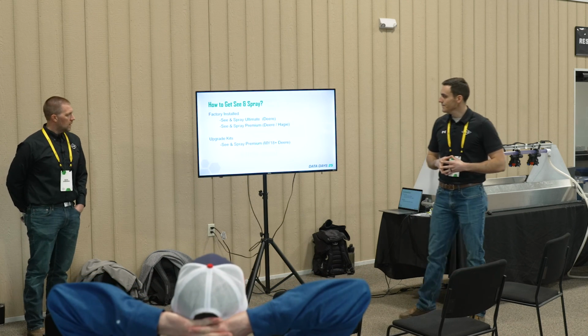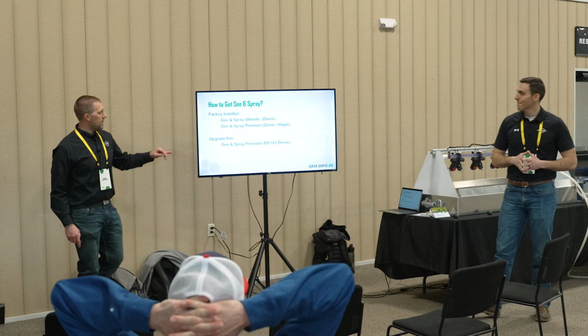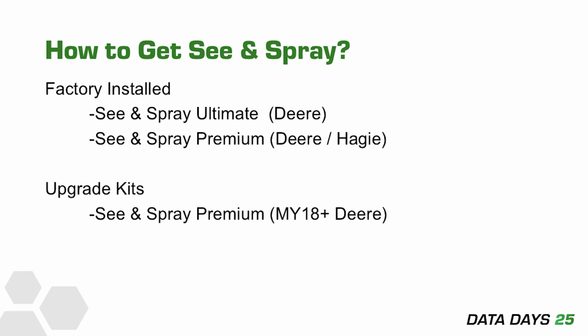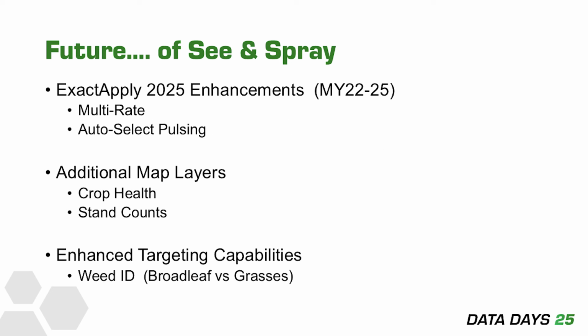All right, so to wrap up here, a couple things to note. Where can we get See Spray? Talked about this a little bit ago. From the factory, we can get See Spray Ultimate on Deere machines. We can get the premium option on Deere or Hagie sprayers. And we can also upgrade and add See Spray Premium to machines that are out in the field, 2018 and newer. So if you have a machine or you're looking at ones, 2018 and newer are the compatible ones, and we've got different pricing depending on the kits that you're interested in or want to learn more about.